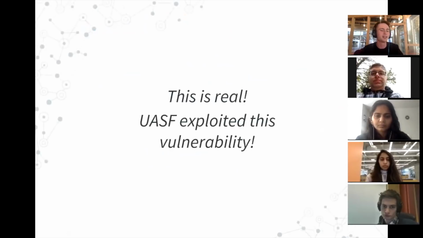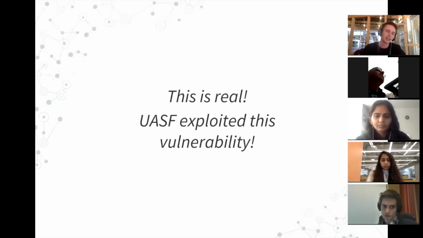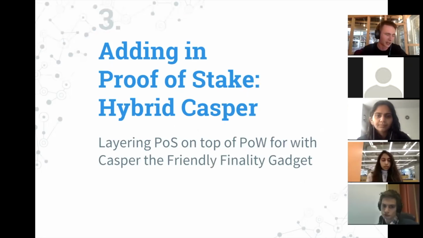And this is real, right? Like UASF was really scary because it could revert a huge number of blocks. These attacks are definitely theoretical because they're just so massive in terms of scale. But the fact that we've already seen the effects of having this potential reversion is definitely compelling to me. Boom. So that's our review of proof of work and explaining why finality is so important.